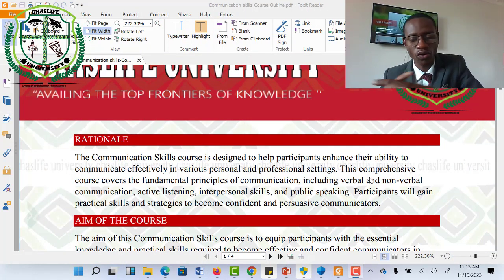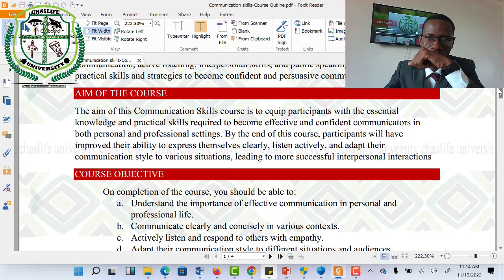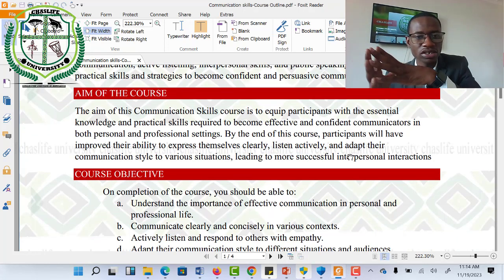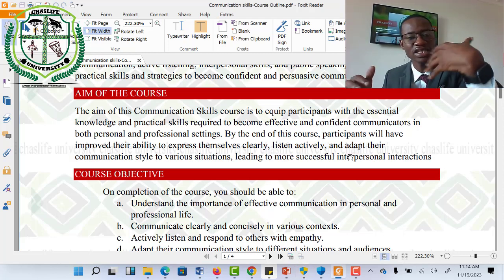And that was our rationale. So the aim of this course is to ensure that it equips you as a learner with the essential knowledge you need to become effective and confident in your communications, both at the personal level and at a professional level. Since you're here learning about this, we're talking about a professional setting. By the end of this course, you'll be able to improve your ability to express yourself clearly, activate your listening abilities, as well as adapt to different communication styles for various situations, leading to more successful interpersonal interaction.